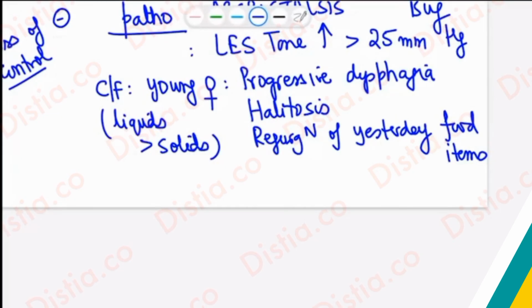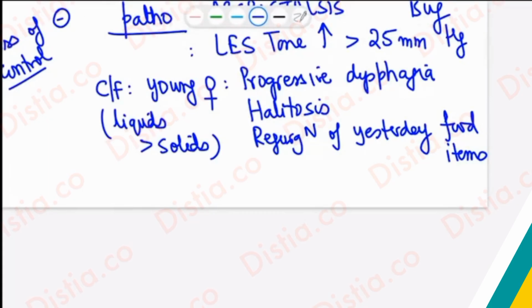So the weight of the liquid may not be sufficient to open the sphincter. So he might have to drink lots and lots of water, and then the weight of the water becomes substantial enough that the sphincter relaxes and the water goes down. But if you compare liquid versus solid, solid is heavier. So still the weight of solid will be more. It will be able to open the sphincter and the food will go down relatively better.